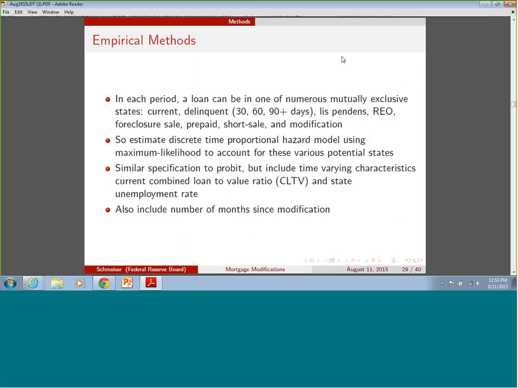In terms of the multinomial logit, a loan can be current, delinquent, in foreclosure, in REO, have a short sale, or be prepaid in any given period, and we take this approach to control for that. This also allows us to control for time-varying characteristics like the CLTV and also the unemployment rate in the state.